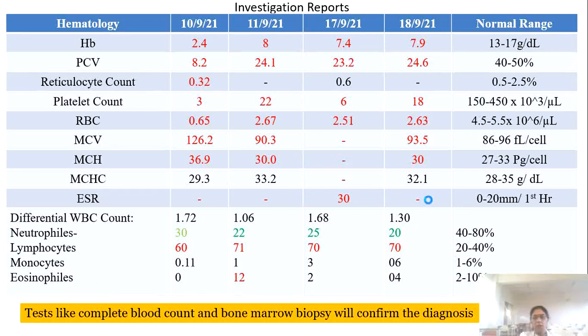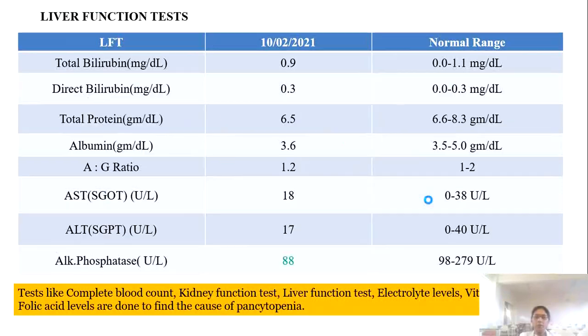The above investigational reports show the hemoglobin, PCV, reticulocyte count, platelet count, RBC, MCV, MCH. Almost all of them show that the blood cell pattern, or the CBC count, is lower. If we see the neutrophils and the lymphocytes, there is a change compared to the normal levels. Tests like complete blood count and bone marrow biopsy can confirm the diagnosis.